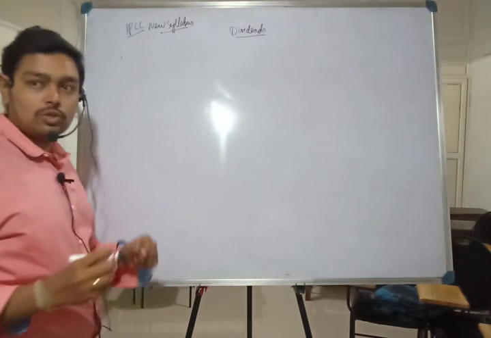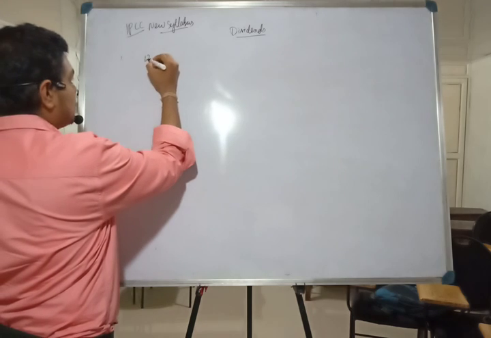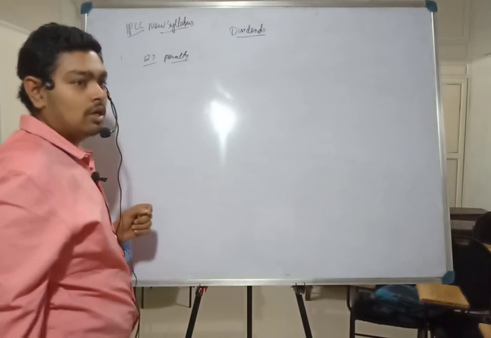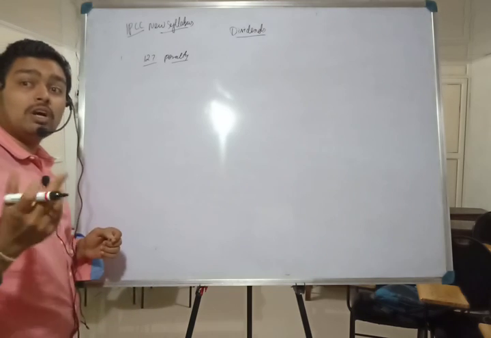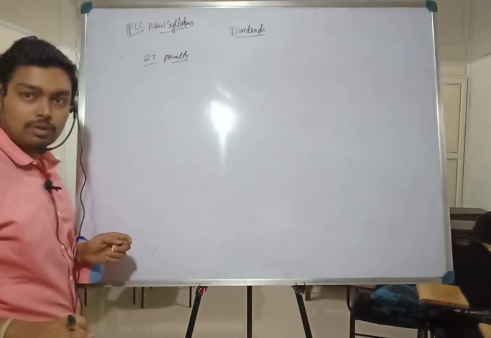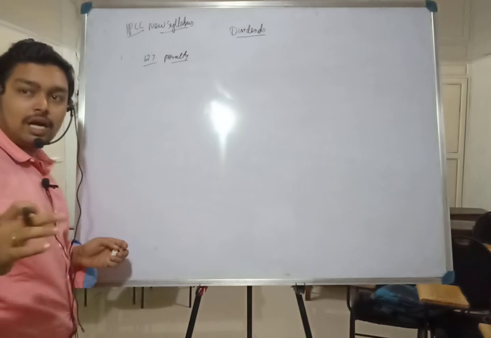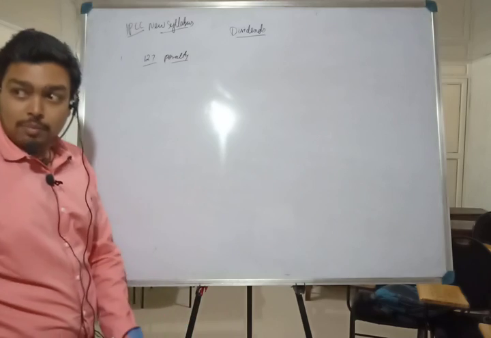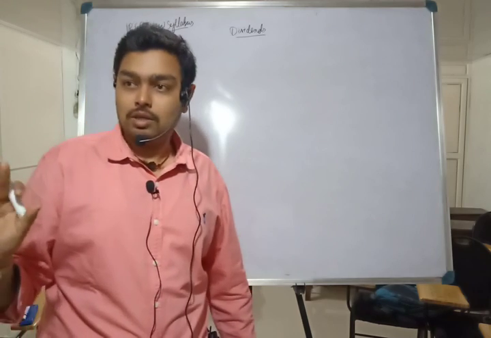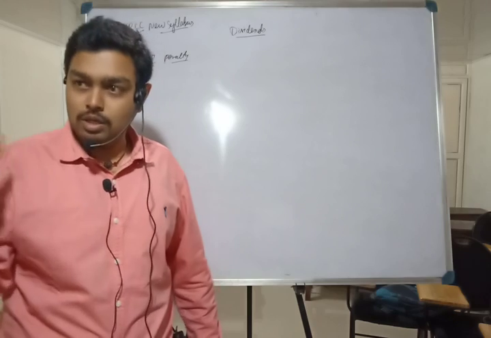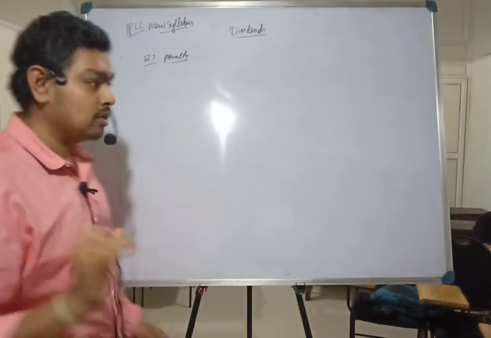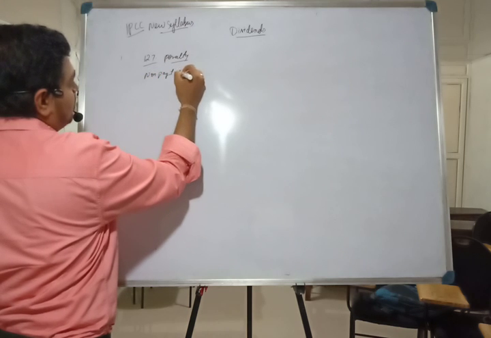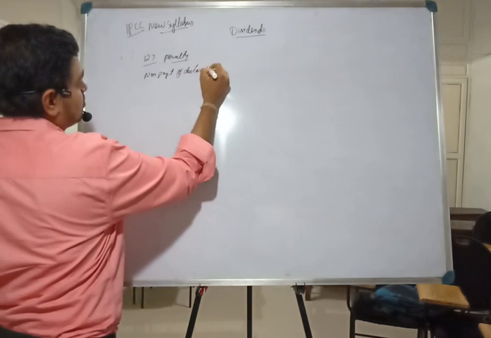Now we will go to the next section, 127. This is penalty for non-payment of declared dividend. See, non-payment of dividend is not having any problem. If you have not paid dividend, no issue. But once you declared, you should pay it off. So penalty for non-payment of declared dividend.